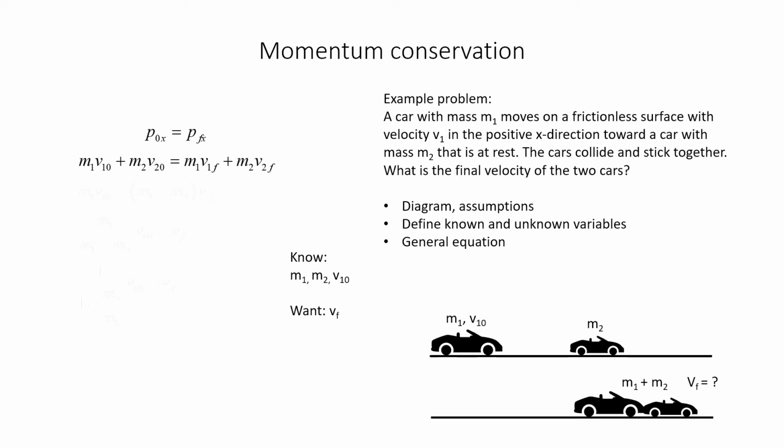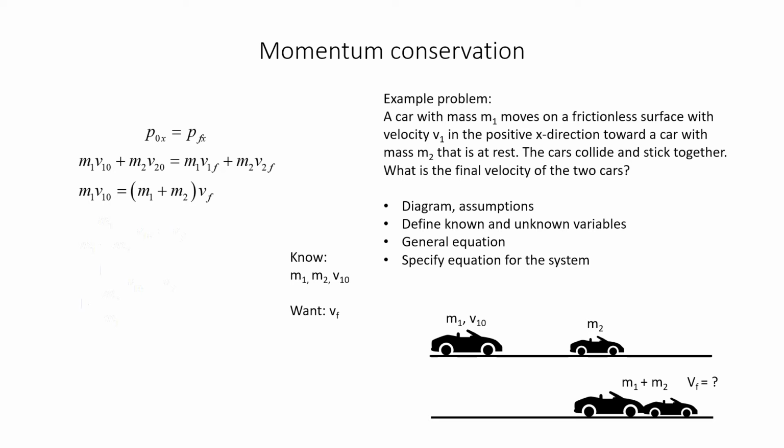Start with our general equation. Initial momentum in the x component equals the final momentum in the x component. We write the initial momentum for the whole system, m1 v10 plus m2 v20, equals the final momentum, m1 v1 final plus m2 v2 final.